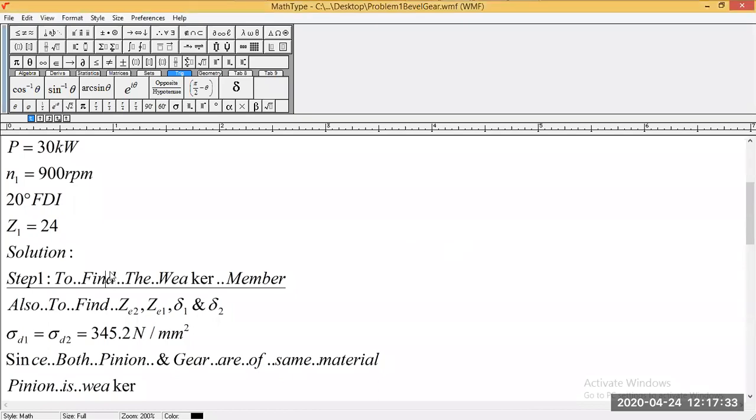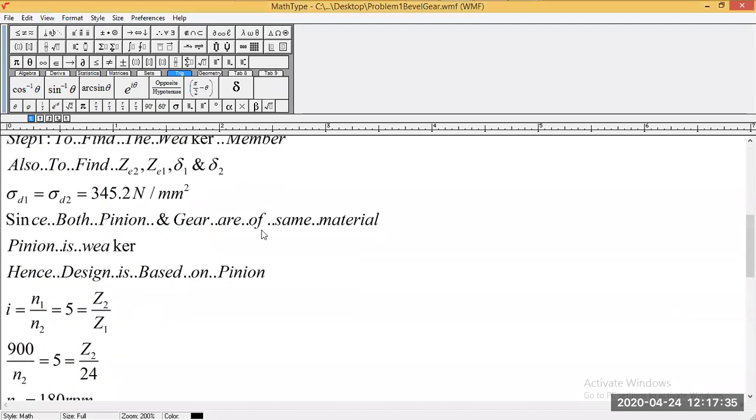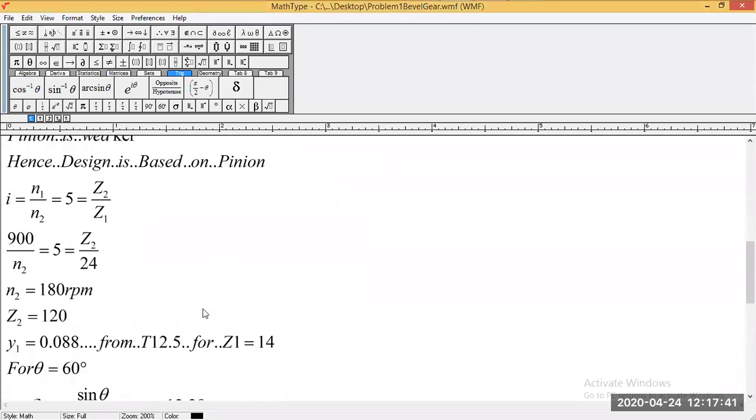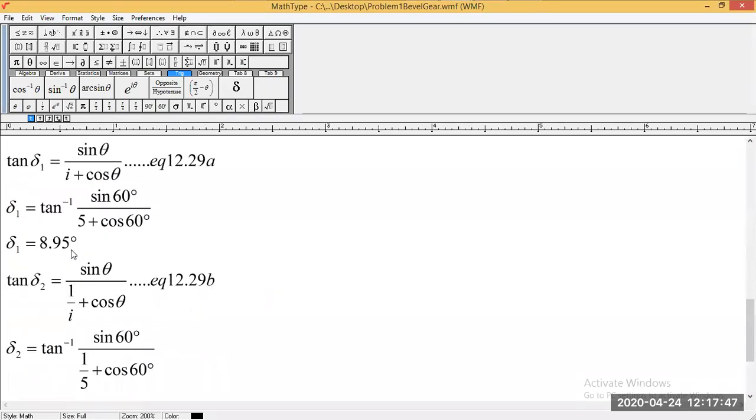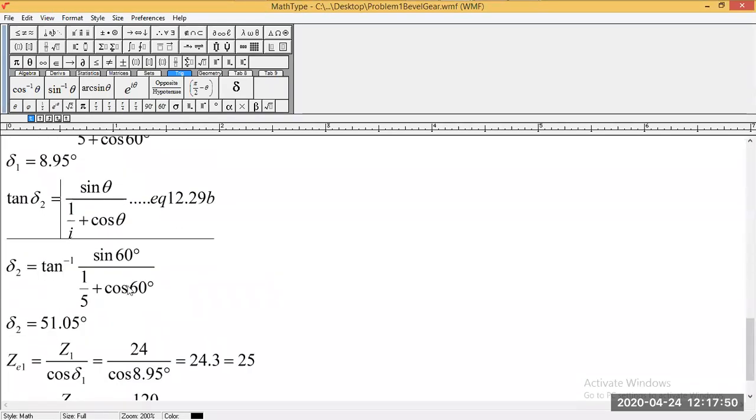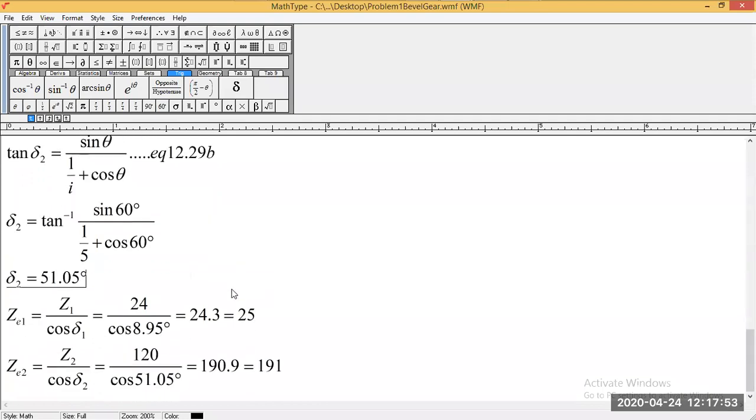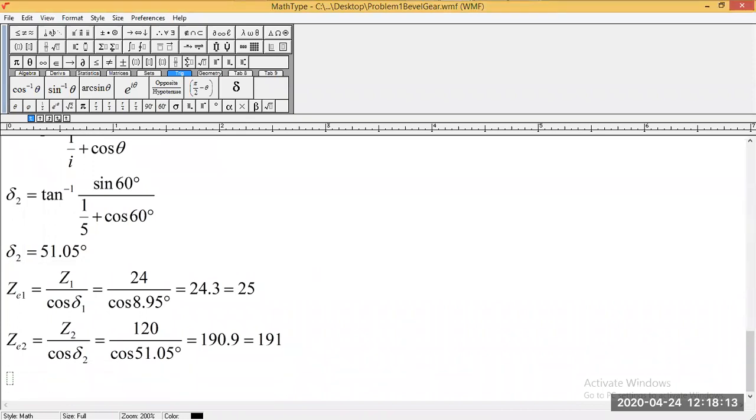Step one was to find the weaker member. Since both the pinion and gear were of the same material, we chose pinion as the weaker member, and all other data were given. N2, Z2 were found. Delta 1, delta 2, which are needed for step 4, were also found. And finally, the virtual teeth. By using the data of virtual number of gears, we found the actual number of gear teeth in case of the bevel gears, right?